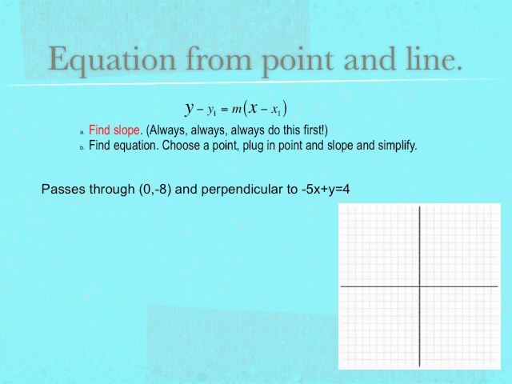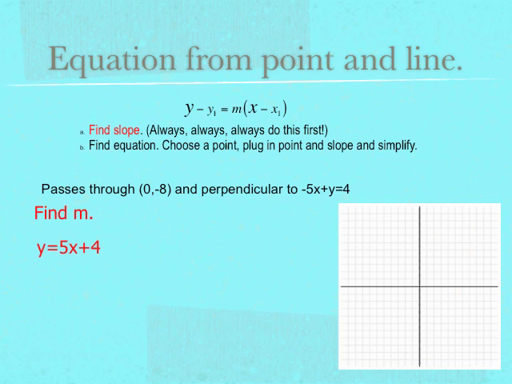Okay, next example. Let's say it passes through the point 0, -8, and is perpendicular to -5x plus y equals 4. Okay, if we need to find the slope, again, the first thing we do is we look at that line that it's perpendicular to. Does that line have a slope of -5? No, we have to get y by itself first.